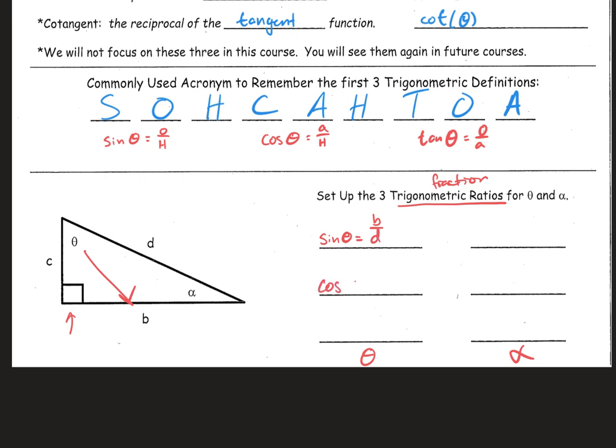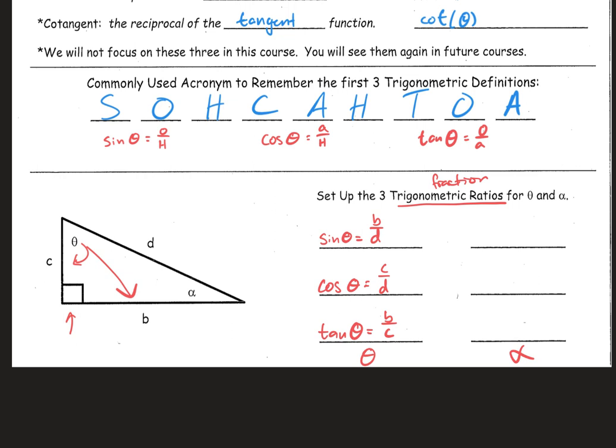Next is cosine, which is going to be the adjacent over the hypotenuse. The adjacent is right next to it, so that's going to be c over d. And last but not least, the tangent of theta is equal to the opposite over the adjacent, so it's going to be b over c.